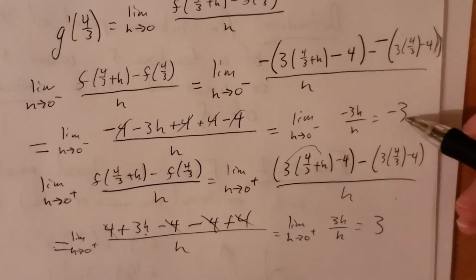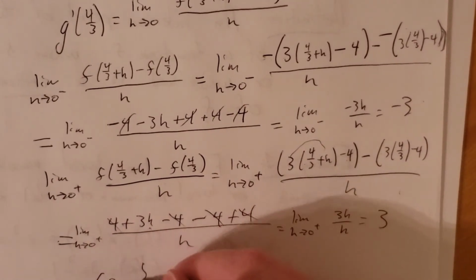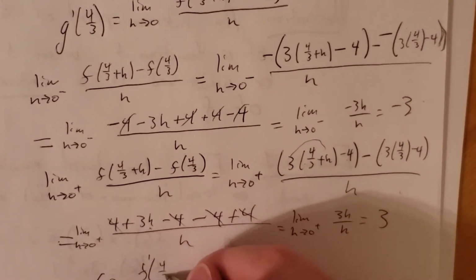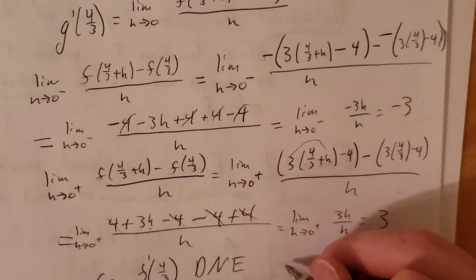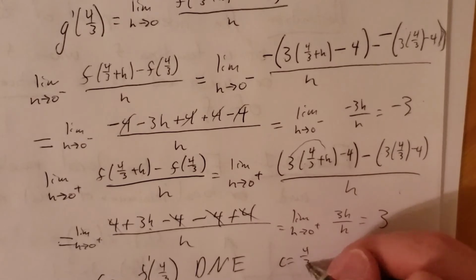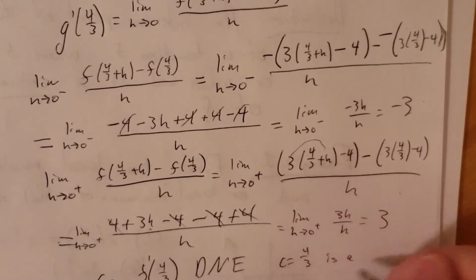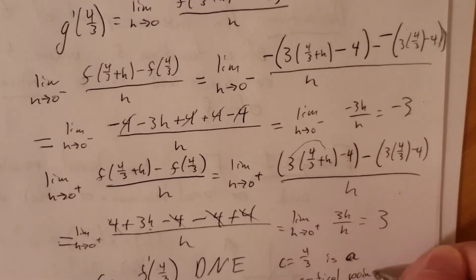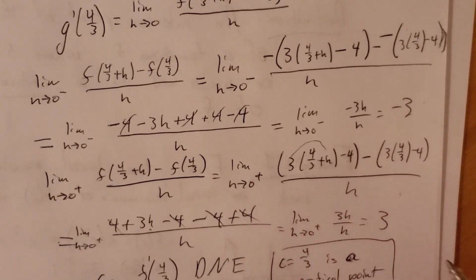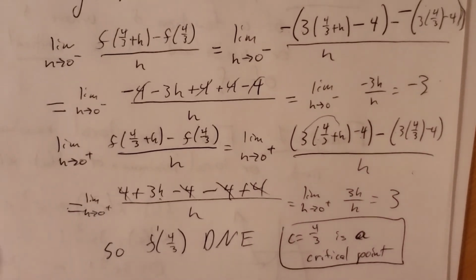These do not match, so f prime of 4/3 does not exist. In other words, c equal to 4/3 is a critical point. And that is the only critical point for reasons that we stated earlier.